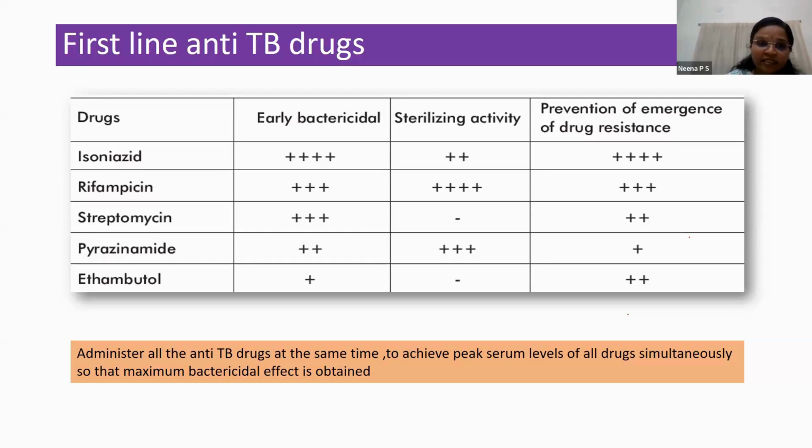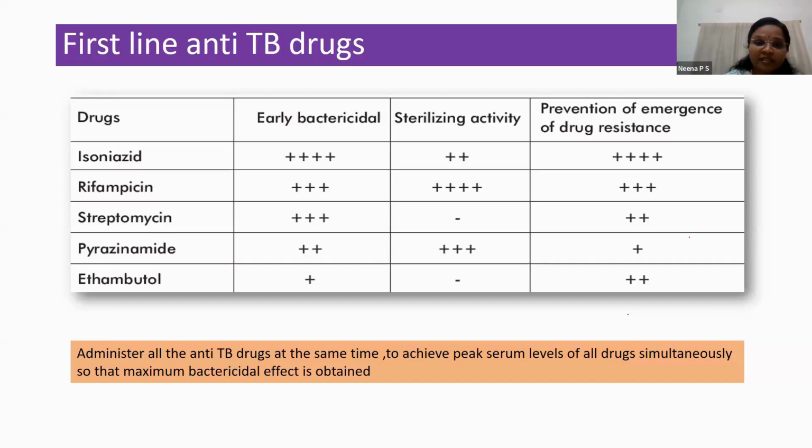And also in the case of TB meningitis in the initial intensive phase, because in inflamed meningitis, streptomycin will be crossing the blood-brain barrier, so you can consider streptomycin. Otherwise, streptomycin is usually considered as a second-line drug. And these drugs have varying effects of bactericidal sterilizing activity as well as the prevention of emergence of drug resistance.